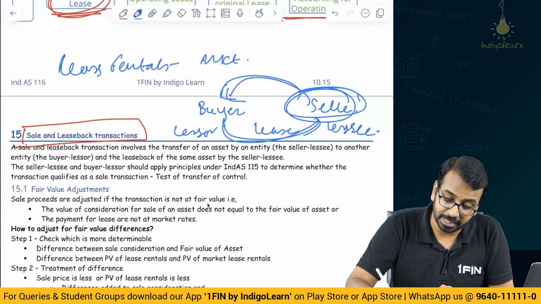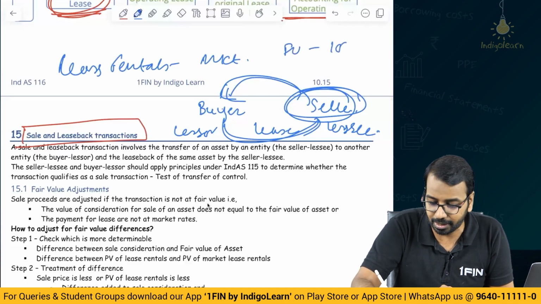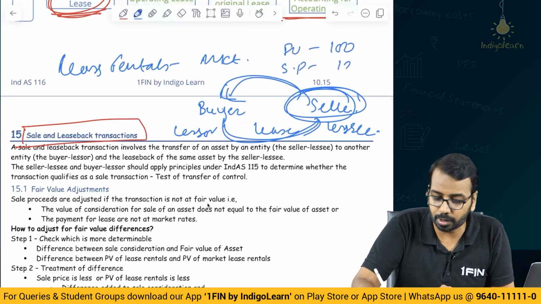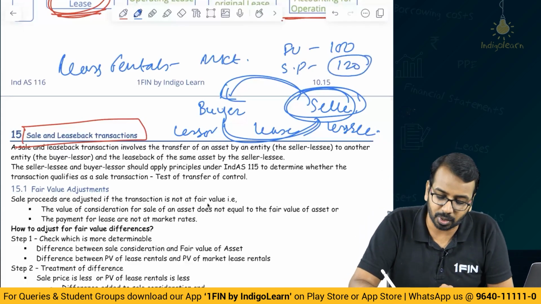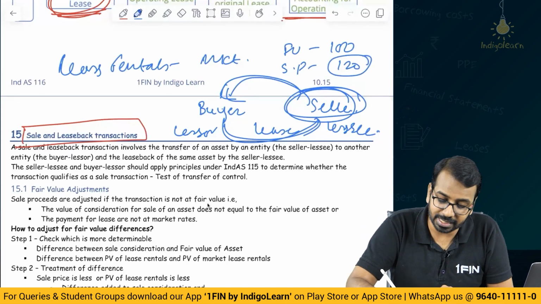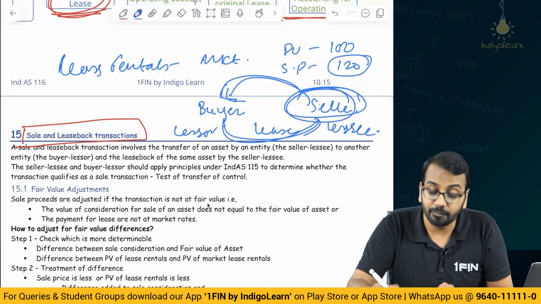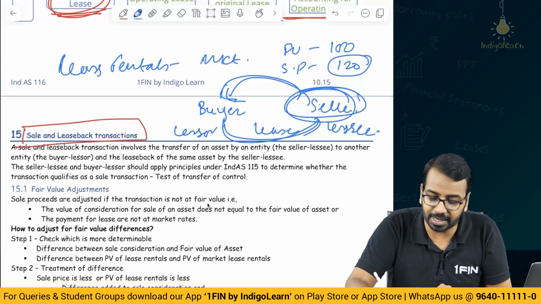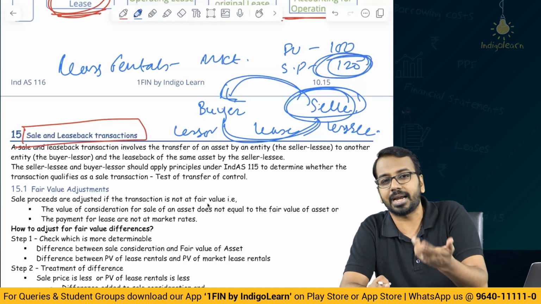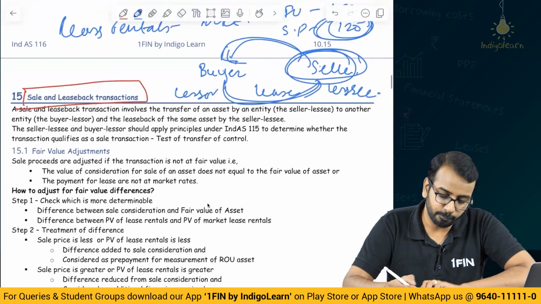Sometimes what happens is, let us say the fair value of that asset is 100, and the selling price is 120. Why are we selling at a higher price? Because when we sell, the buyer pays us a higher amount, 120, and subsequently, when we take the asset back on lease, we will pay a higher lease rental. So it is kind of a financing. If the selling price is higher, it is a kind of financing that we have to keep in mind.